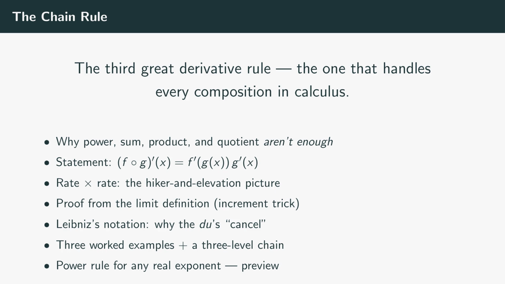There is one thing they cannot touch: compositions, sine of x squared, e to the 3x, the quantity 3x plus 1 raised to the 5th power. Each of these is one function feeding its output into another function. None of our 5 rules will move it.